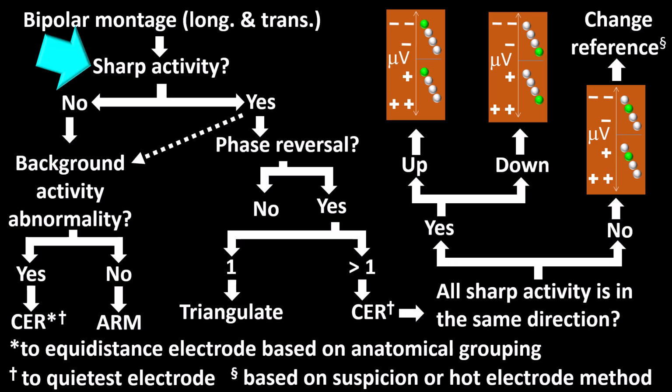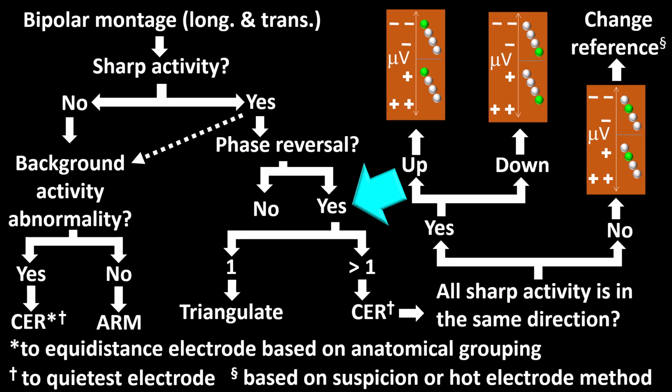If, on the other hand, sharp activity is present, as indicated here by the arrow, and this activity has a phase reversal, and the phase reversal can be localized to one single electrode, my next step is to triangulate the electrode where the phase reversal is taking place, either by checking the longitudinal and transverse derivations if they are already present, or creating a new chain of electrodes at right angle from the electrode with the phase reversal.